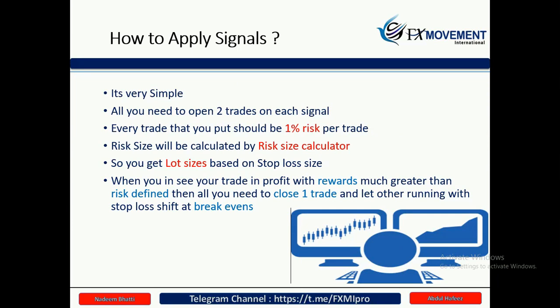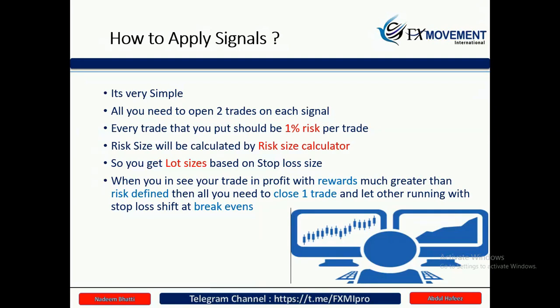How to apply signals? It's very simple. All you need to do is open 2 trades on each signal. Every trade that you put should be 1% risk per trade. So how do you calculate 1% risk? Risk size will be calculated by a risk size calculator. That's a calculator you can get from the FX book website or anywhere on Google. So you get lot size based on stop loss size. Every lot size depends on our stop loss size, how big a stop loss we mention in our signals.